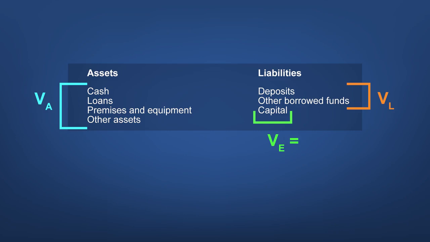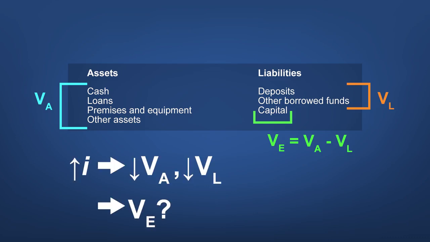Remember, the value that flows to the shareholders is the value of selling the assets at market value, paying down the debt, and then pocketing the difference. Interest rates will have an impact on this calculation. When interest rates go up, what happens? Well, according to our bond pricing formula, the value of the asset portfolio will go down. The value of the liabilities will go down as well. The overall effect on the bank's equity is ambiguous. That's what I've noted here.